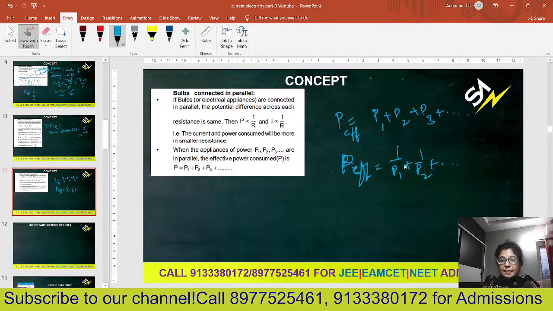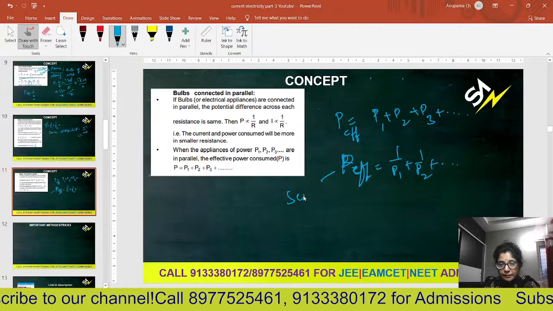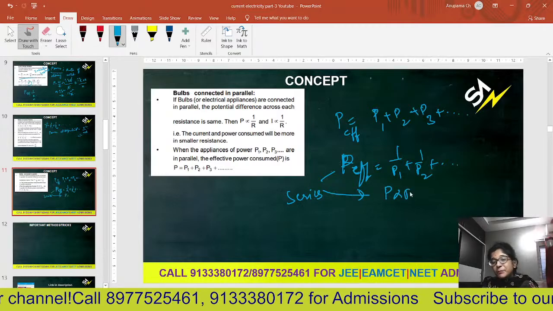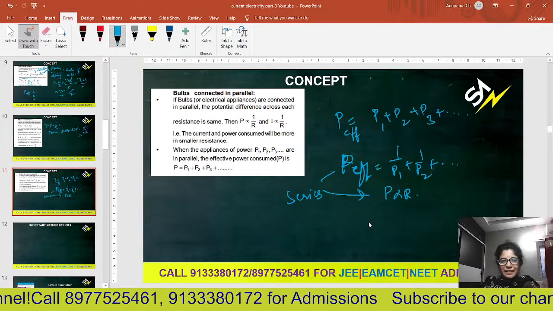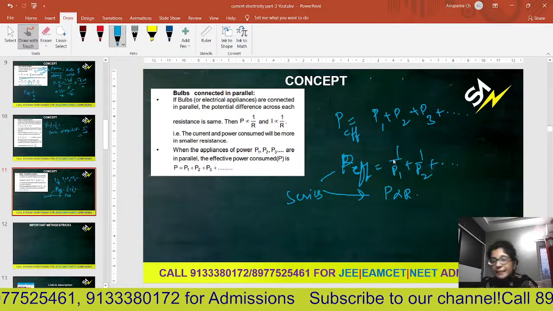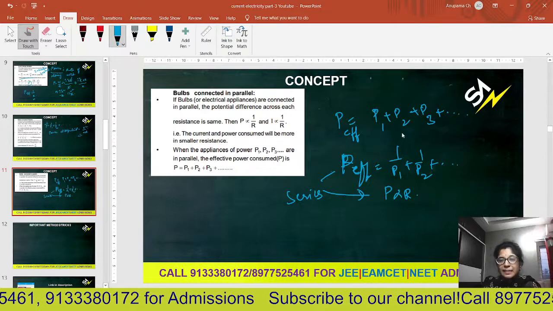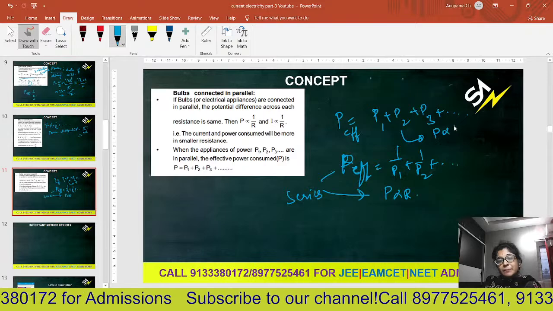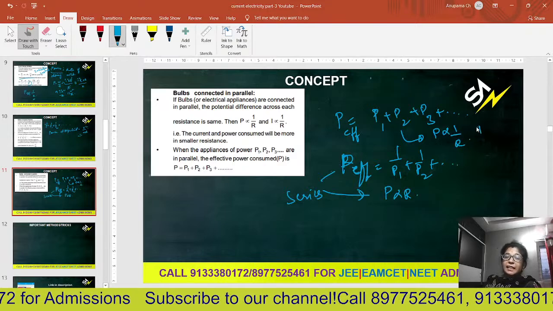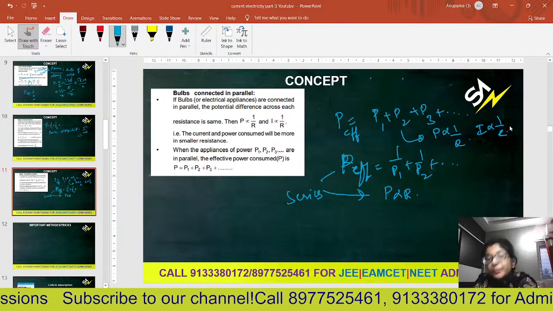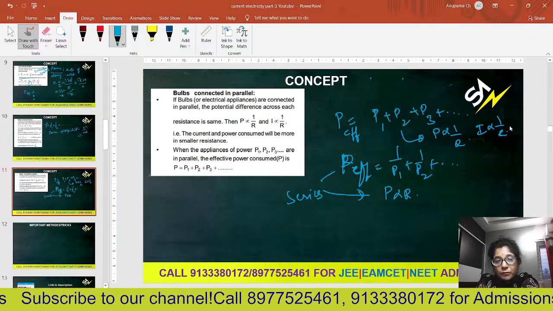In series connection, P is directly proportional to R. I think that difference you might have noticed. And in parallel connection, P is inversely proportional to R, and I is also inversely proportional to R. So these particular differences you have to note down.